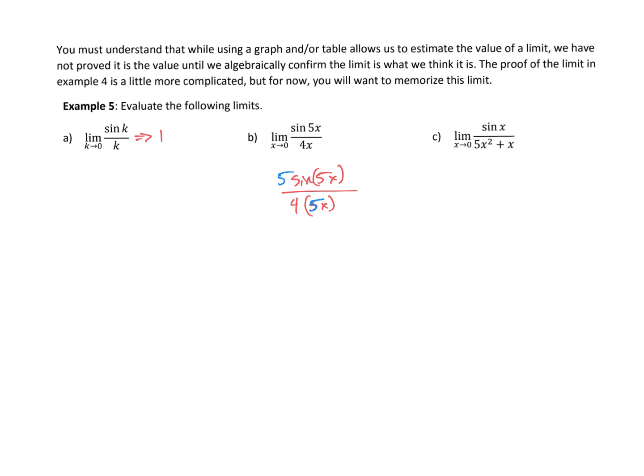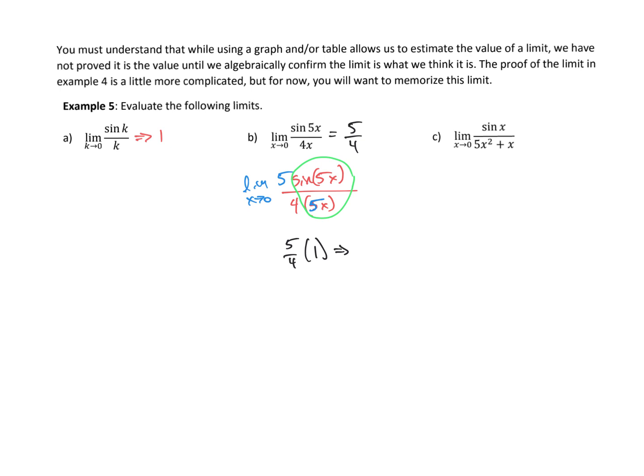All right. So then I have a limit as x approaches 0 still. What does sine of 5x over 5x as x approaches 0 go to? 1. That part goes to 1. So now I end up having a 5/4 times 1, which is 5/4. So I end up with the limit is equal to 5/4.